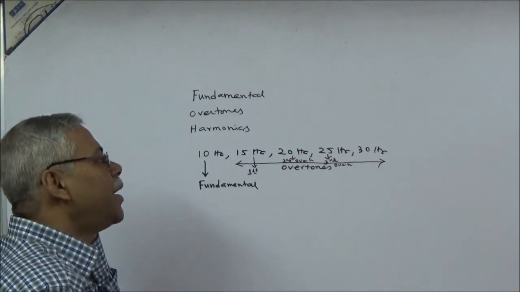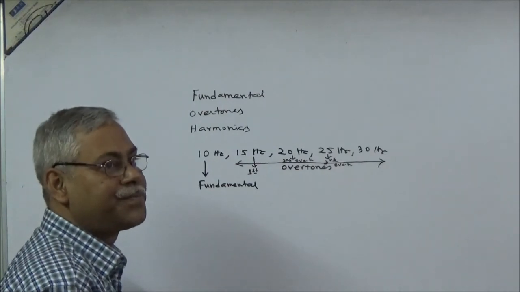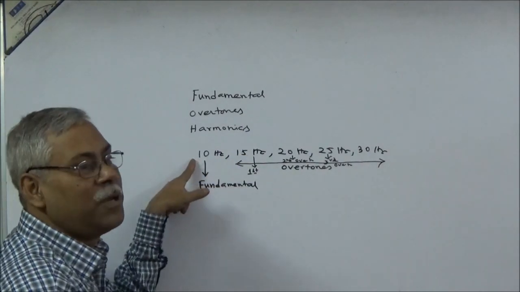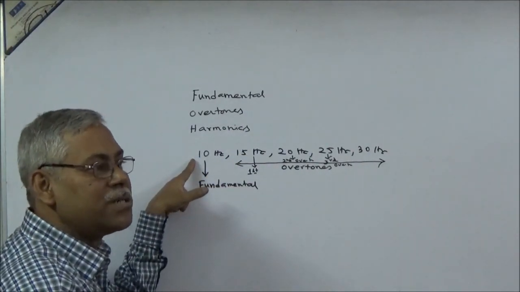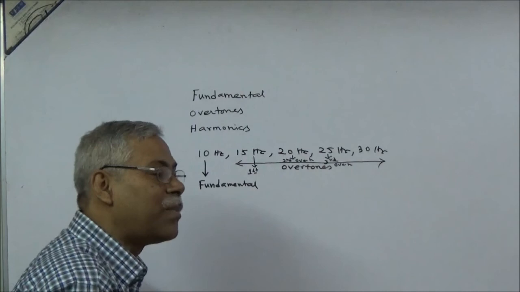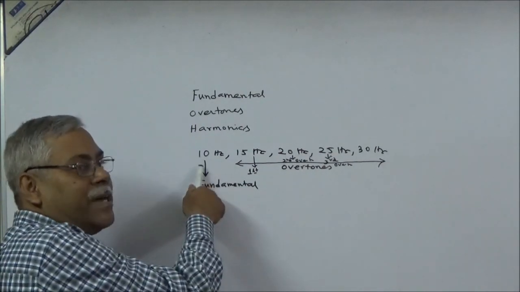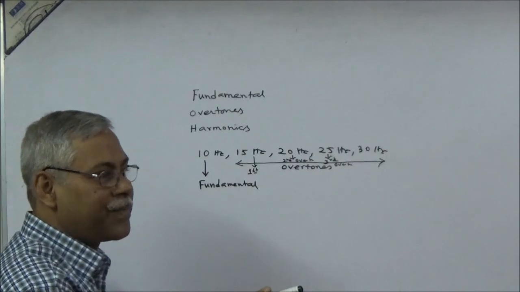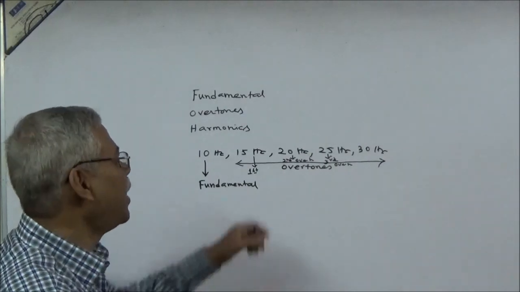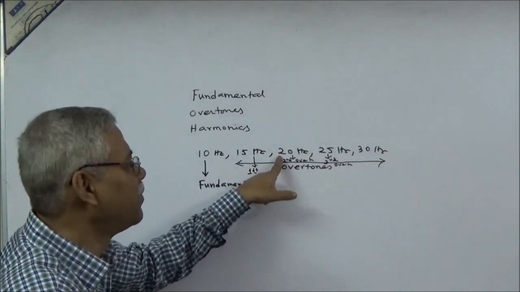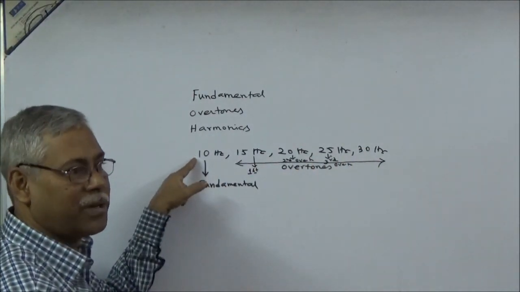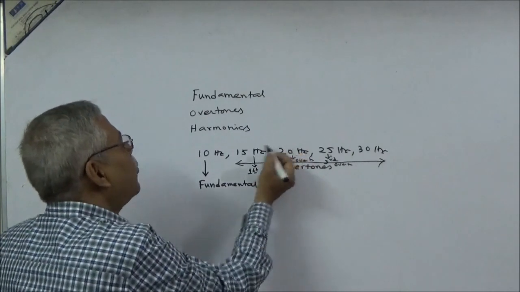Okay? And the harmonics. What are the harmonics? The frequencies which are integral multiple of fundamental are called harmonics. The fundamental is 10. So 10 into 1 is a harmonic. 10 into 2 is a harmonic. 10 into 3 is a harmonic. So that means this 20 is a harmonic. 30 is also a harmonic. And 10 itself is a harmonic. Okay. So this is harmonic.